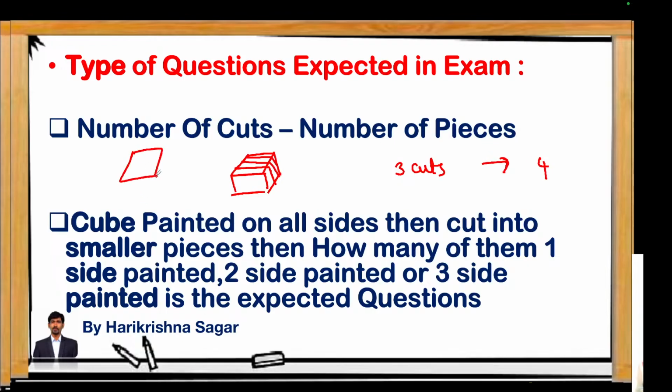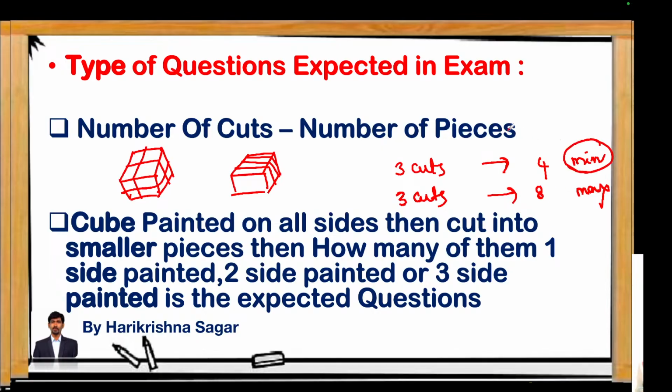But the same cube is there, you are making 3 cuts. Now I am making the cuts like this. 1 cut, I am getting 2 pieces. Second cut I am making like this, I am getting 4 pieces. Third cut I am making like this, I am getting 8 pieces. So for the same 3 cuts, I have 2 answers here. One is 4, the other one is 8. So that means when we are making the cuts, number of pieces can be 4 or 8.